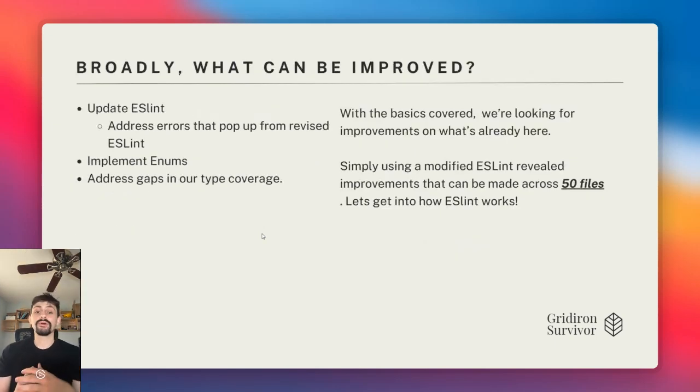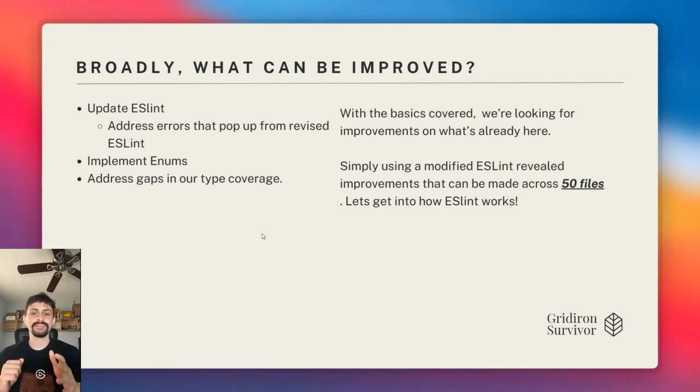So broadly, what can be improved here? There's a couple of key areas I want to highlight. The first one is updating ESLint. ESLint is the file that dictates all the rules our TypeScript follows, so it's pretty important. Next, we want to actually implement something called enums, which we'll get into in just a bit. And we also want to address some current big gaps in our type coverage.